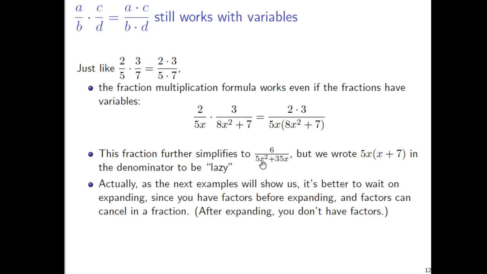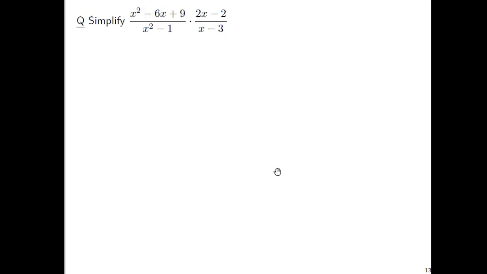So for instance, right here, take a look. Once you distribute, you have 5x squared plus 35x. And that plus sign, that's the thing that screws us, right? So the denominator does not consist of factors, so you can't do any cancellation because of having distributed. So it's good to postpone distributing for as long as possible, until everything else has canceled on top and bottom.